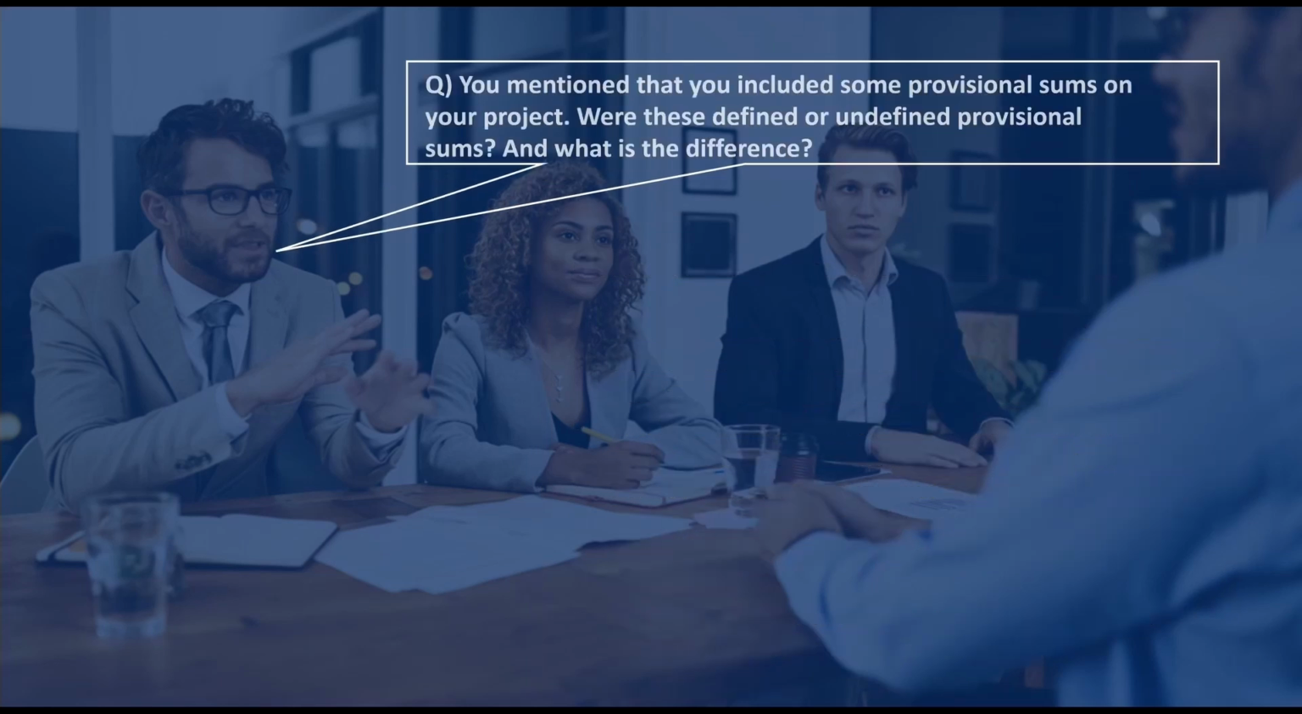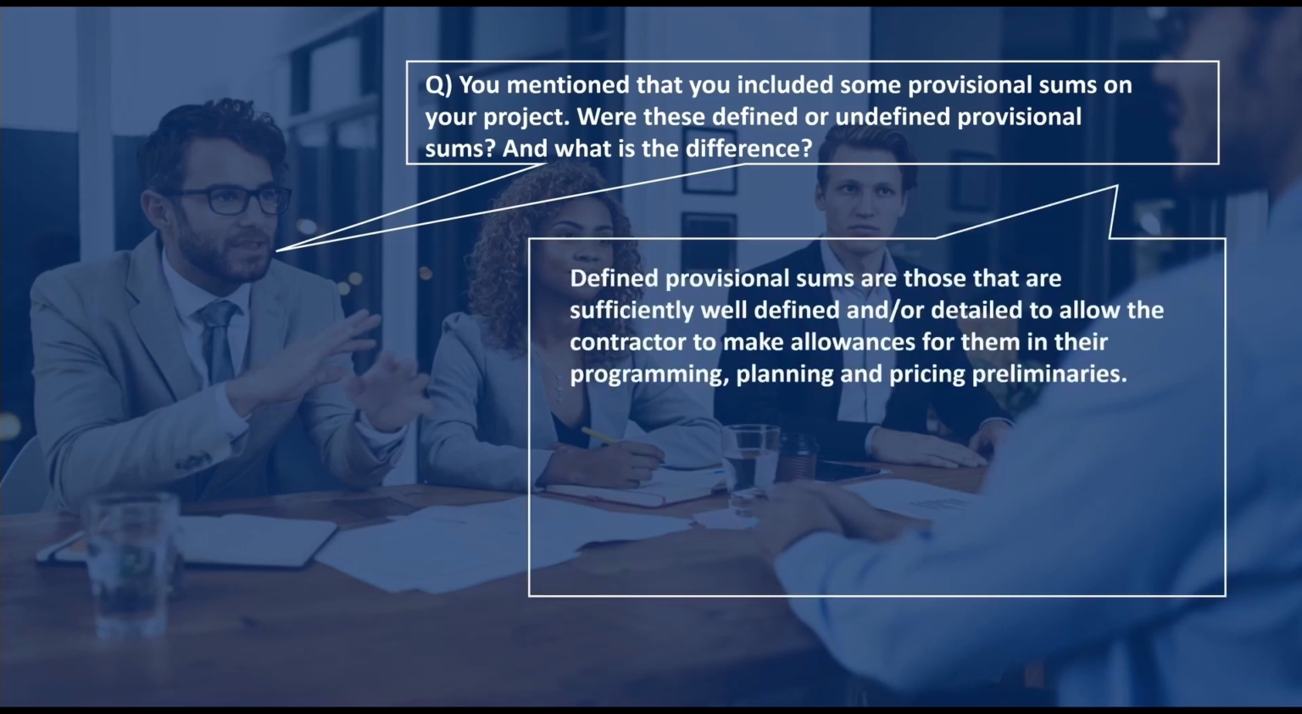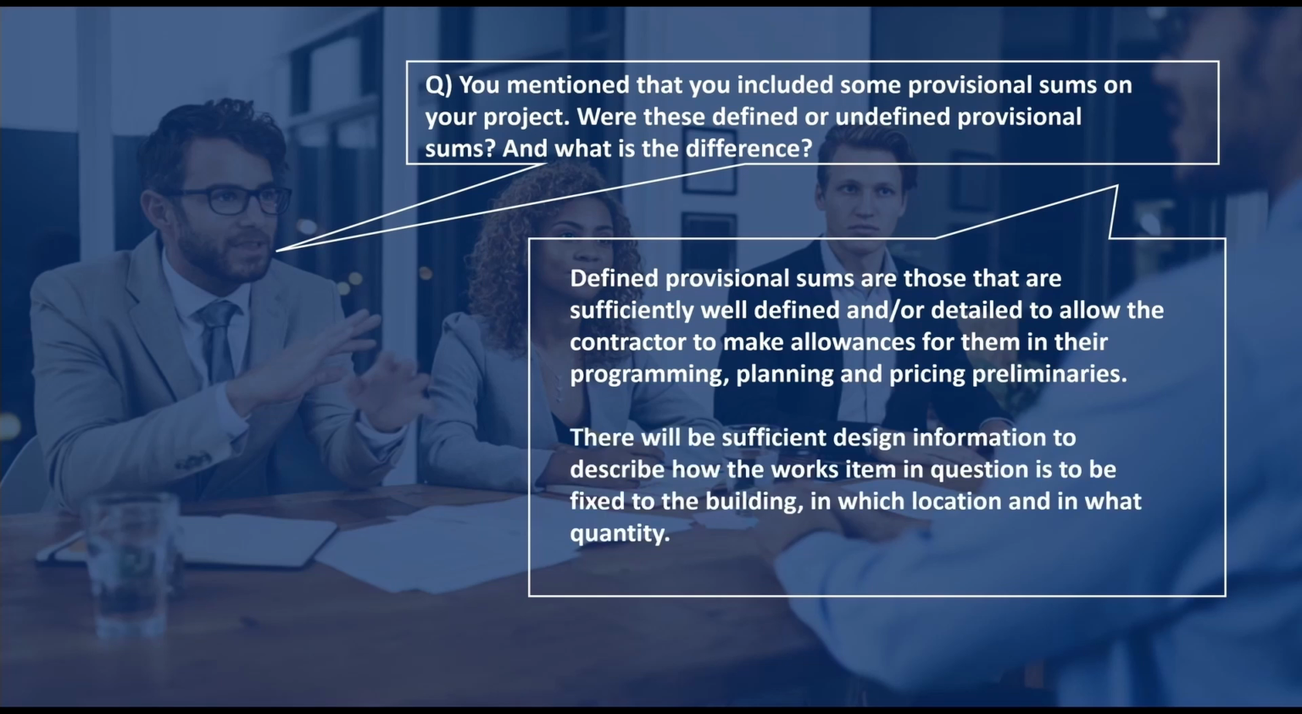We may also receive a question checking our working understanding of the terms defined and undefined provisional sums. To address this, we can say that defined provisional sums are those that are sufficiently well defined or detailed to allow the contractor to make allowances for them in their programming, planning and pricing preliminaries. And for defined provisional sums, there will be sufficient design information to describe how the works in question are to be fixed to the building, in which location and in what quantity.